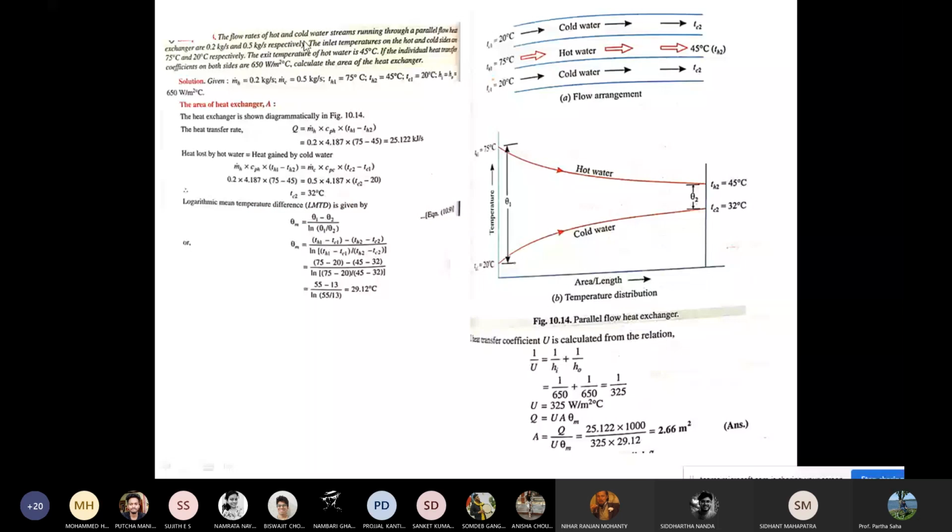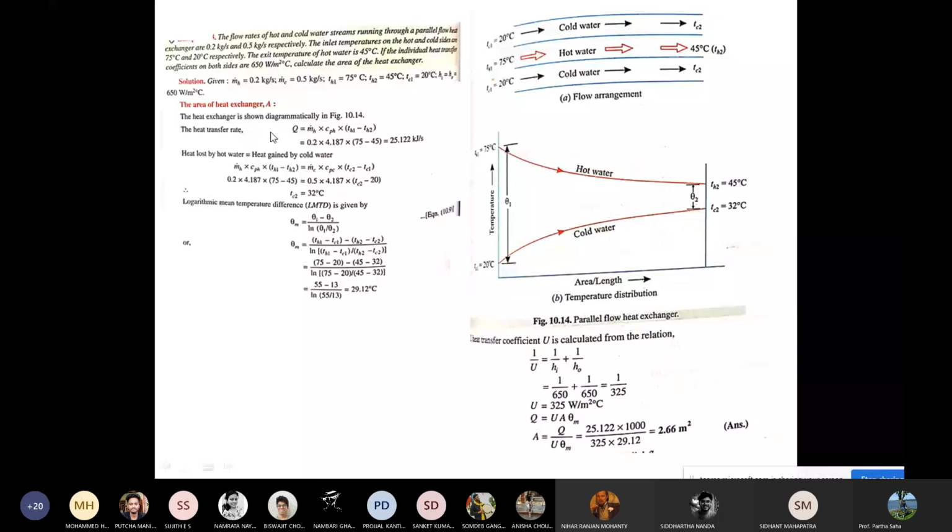We are given that the flow rates of hot and cold water streams running through a small parallel flow heat exchanger are 0.2 kg per second and 0.5 kg per second respectively. That is the mass flow rate. The inlet temperatures of the hot and cold sides are 75 and 20 °C respectively. The exit temperature of the hot water is 45 °C. If the individual heat transfer coefficients on both sides are 650 watt per meter square °C, calculate the area of the heat exchanger. So we have to calculate the area. All the parameters are listed here.